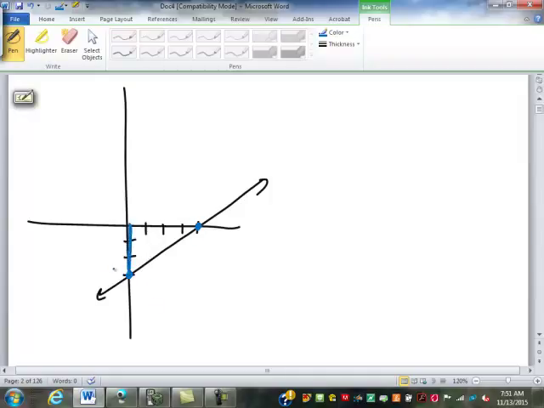So how much does it rise here? 3. How much does it run? 4. So it has a slope, and the abbreviation we use for slope is the letter M, of 3 over 4. It rises 3, runs 4.